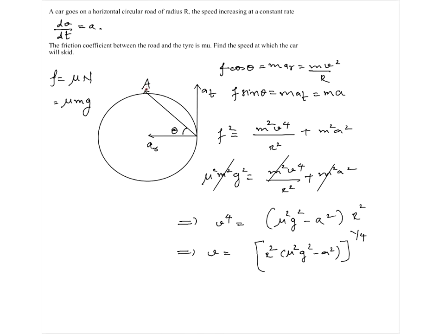So we want to find at what speed it will skid. That means static friction has done its best and is just giving up, the limiting case. That's why we took F equal to mu N, because it's the limiting case. Vertically only mg is there and the normal reaction, so N is equal to mg. Let me know if you have any questions here.